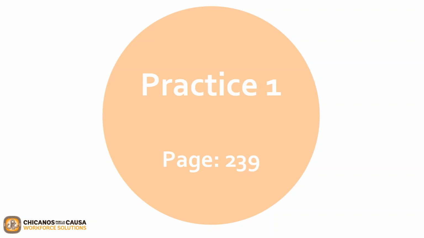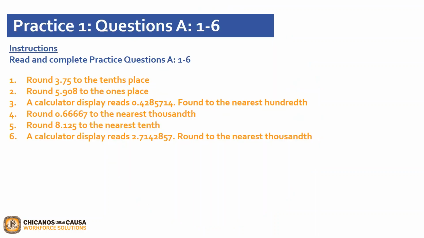Now that we have finished our first lesson, we are going to move on to practice 1, which you can find on page 239. At this time, you can go ahead and pause the video to read and complete practice questions section A, 1 through 6, which you can also see on the screen. After you have tried your best to work through them on your own, go ahead and click play so that we can review them together.